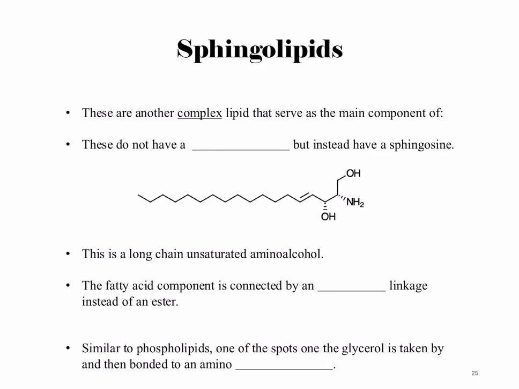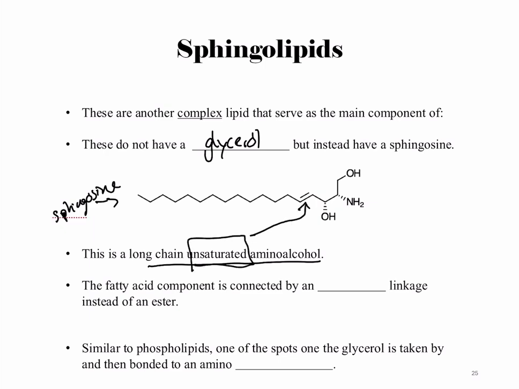And so these do not have a glycerol and they have one less fatty acid, but they instead have a sphingosine, right? So this is a sphingosine molecule. And this is a long chain unsaturated amino alcohol, unsaturated because it has this double bond right there. And the difference between this and glycerol is also the fatty acid is connected via an amide linkage instead of an ester, right? So the amide is going to be created here.